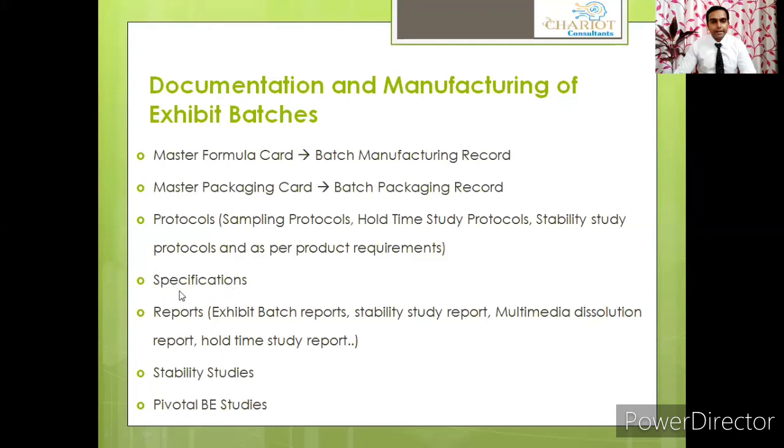Then you need to have your final specifications. Specifications are the limits which you need to keep. For example, your release specifications, your in-process specifications, your shelf life specifications. Specifications generally define your critical quality attributes. What are the parameters that will impact your quality? Those parameters are included in your specifications.